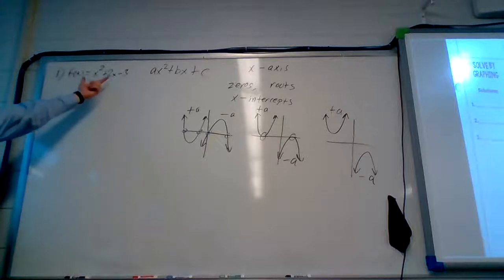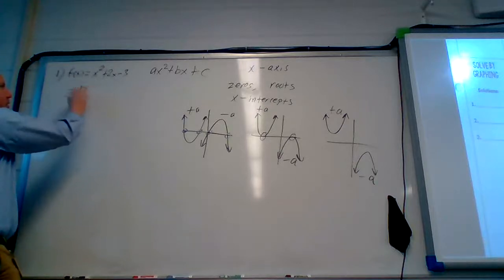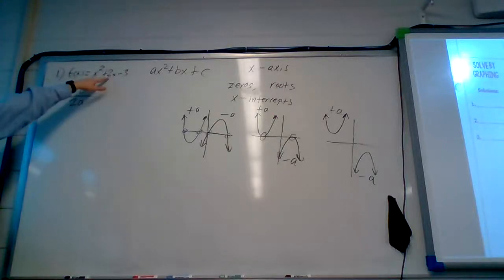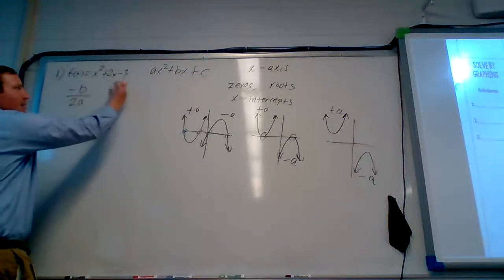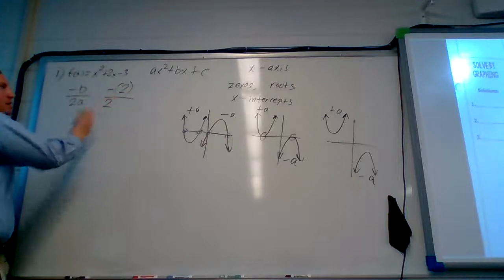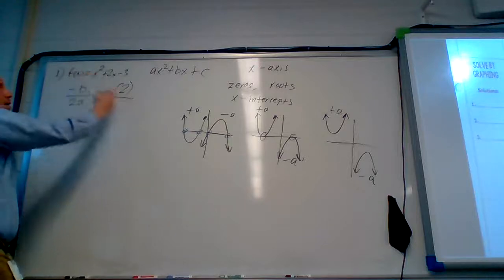So if we want to find our vertex, the way we're going to do that is we're going to use this little bit of formula, negative b over 2a. Some of you might recognize this. This is the start of your quadratic formula. So we're going to take the negative of our b value, which is attached to our x. So negative 2 divided by 2 times our a value, or our leading coefficient, which in this case would be a 1.